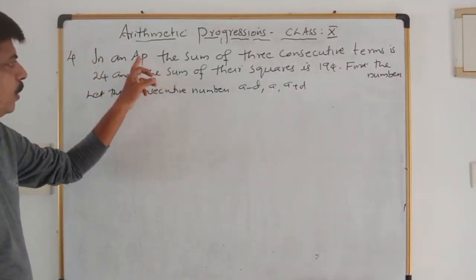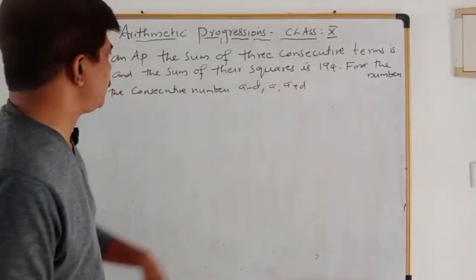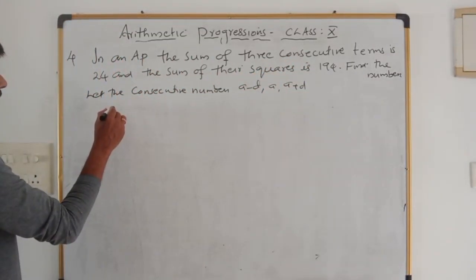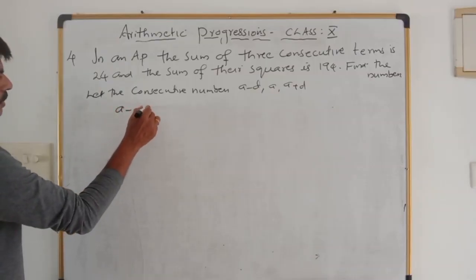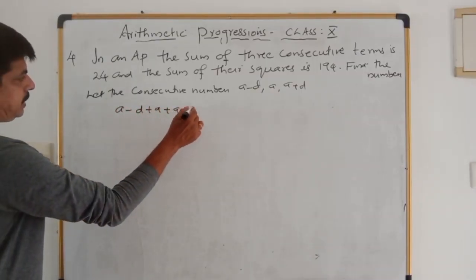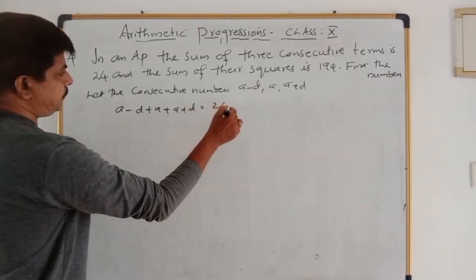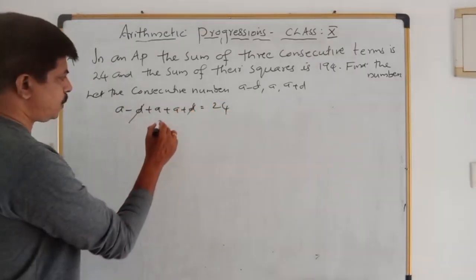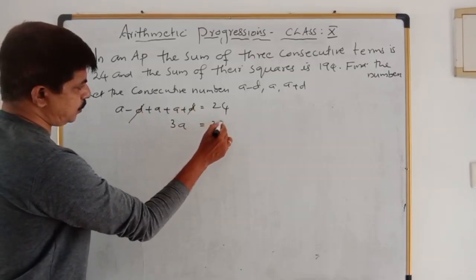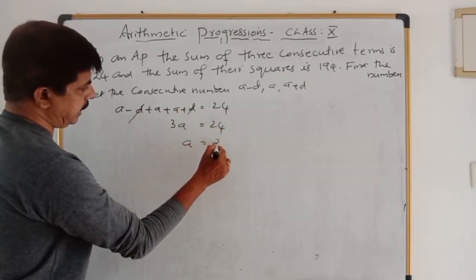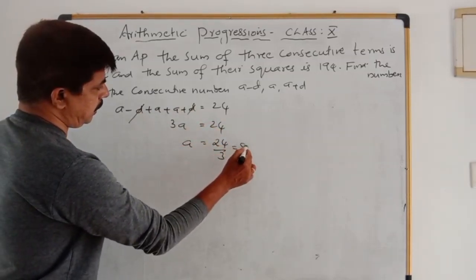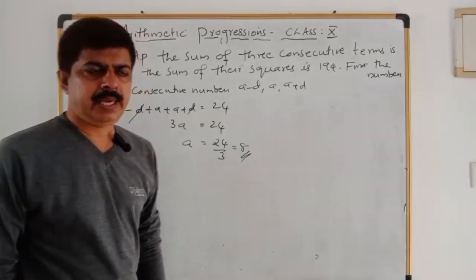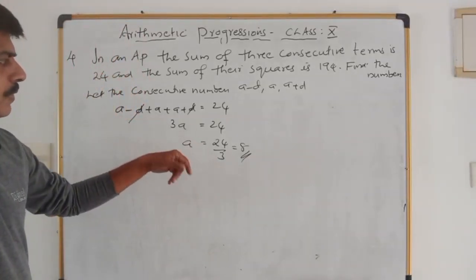According to the question, the sum of three consecutive terms is 24. We have to add these three consecutive terms, and the sum is given as 24. So minus D is cancelled. So 3A is equal to 24, A equals 24 by 3. We got the value of A. Now we will try to find the value of D also.